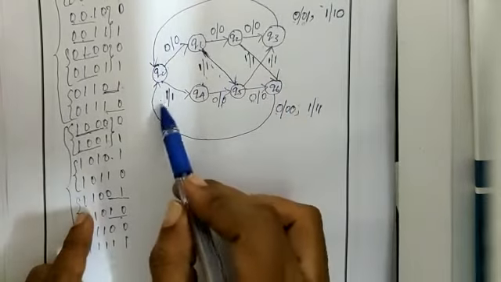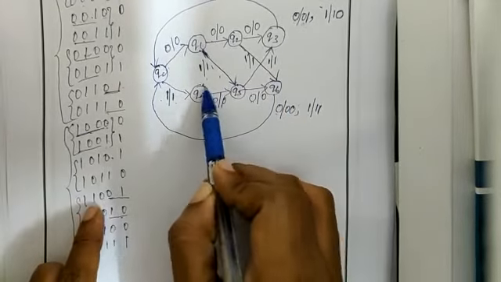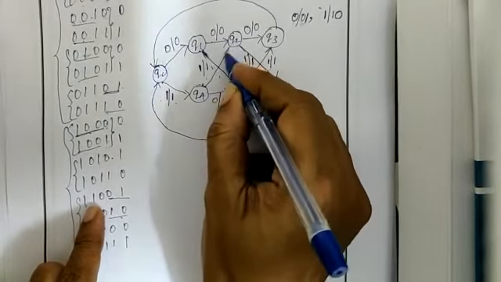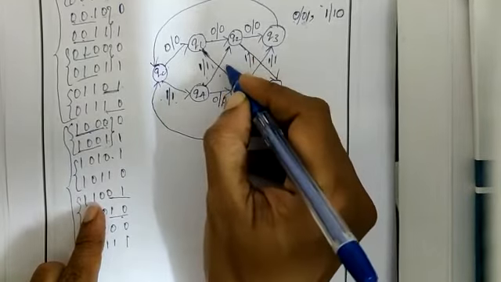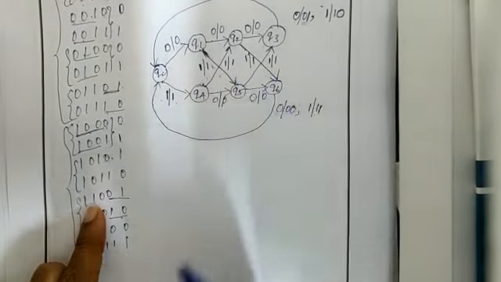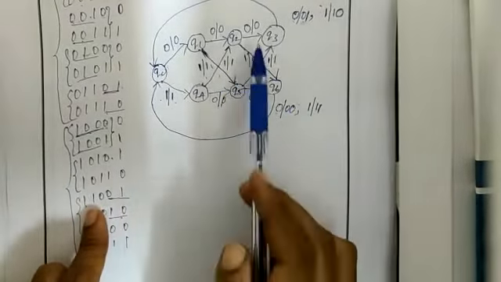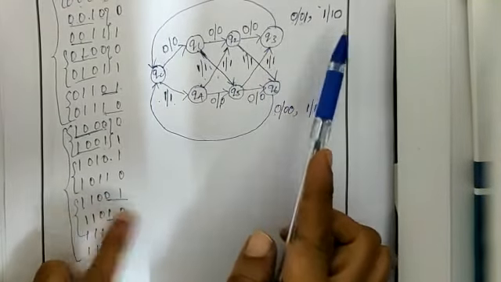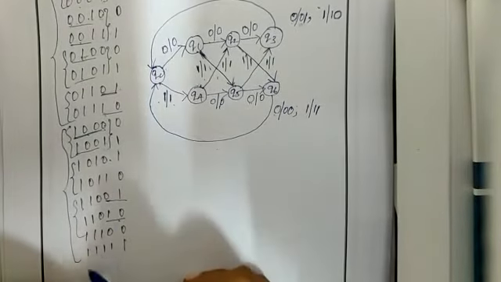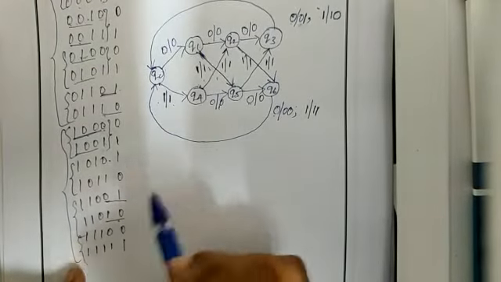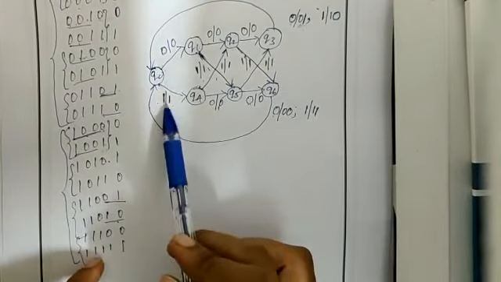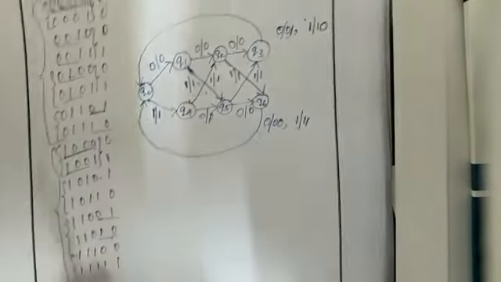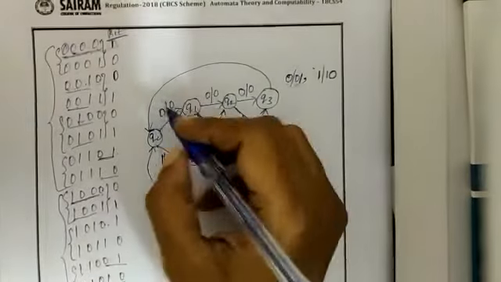So next, Q4 should take 1, and where should it go? It should move to Q2. So it will be 1 comma 1 slash 1. After that 0, then 0, then the fourth bit will be either 0 or 1. Next, the last 2 combinations are 1 1 1. Then the fourth bit will be either 0 or 1.